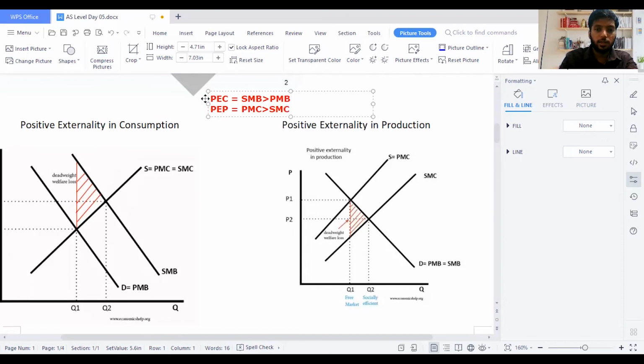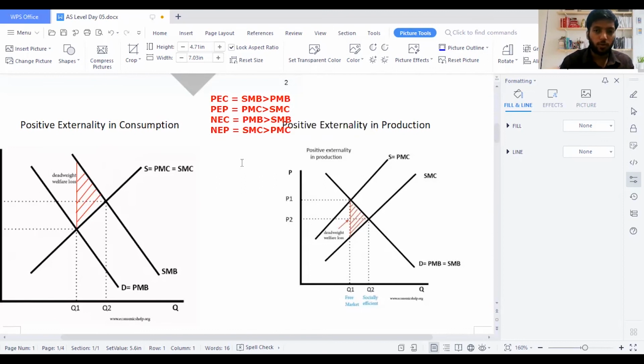What is negative externality of consumption? We learned your private market benefit is higher than your social market benefit. Then we learned negative externality of production: your social market cost is higher than your private market cost. So I hope you understood how this actually works.